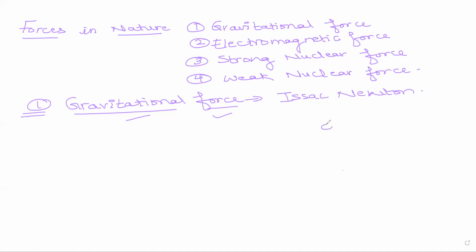Suppose I have two bodies. Let us suppose the first body is A and the second body is B. The mass of the first body is m1 and the mass of the second body is m2. These two bodies are separated by a particular distance, which we take as small r. Body A is placed at position A and body B at position B, with masses m1 and m2 respectively, and separation r.